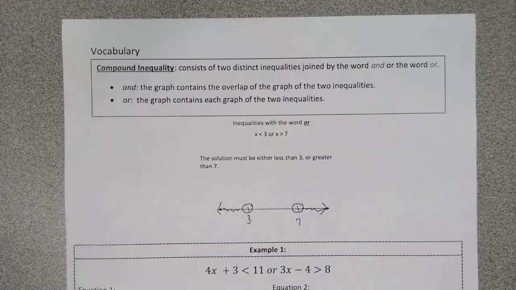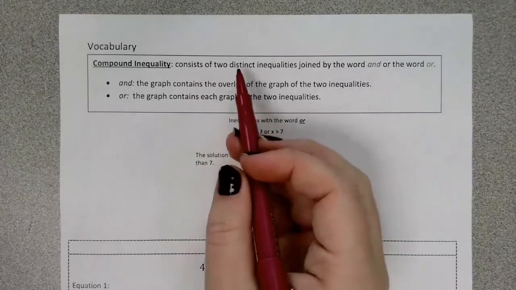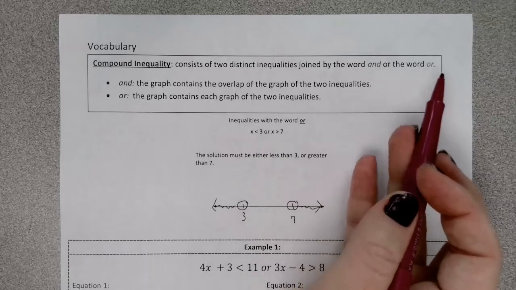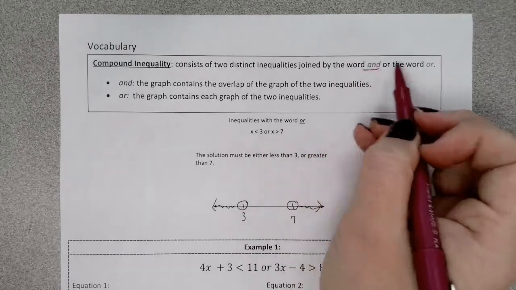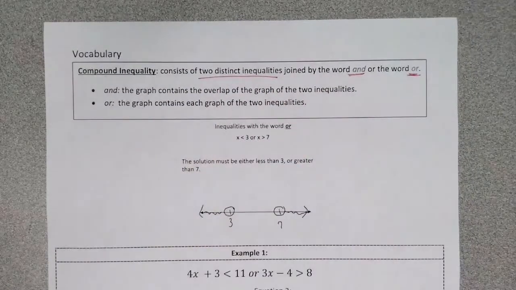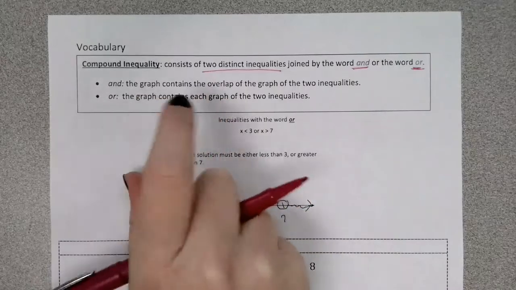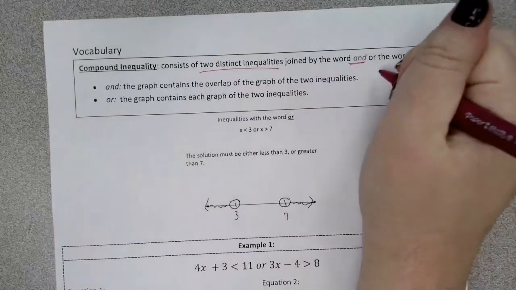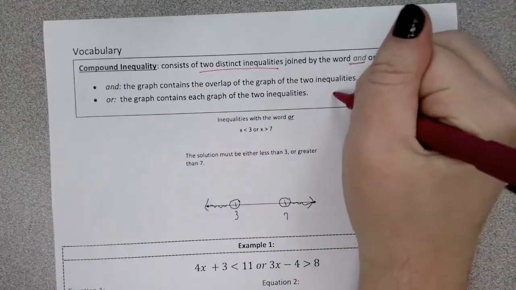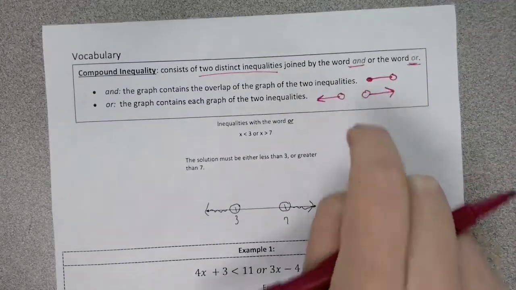In this video, we are going to discuss compound inequalities. Compound inequalities are just two inequalities joined by the word "and" or the word "or." "And" means they're going to overlap, "or" means they're going to go separate directions. So "and" looks something like this, "or" looks something like this, where there's no overlap, there's a gap.